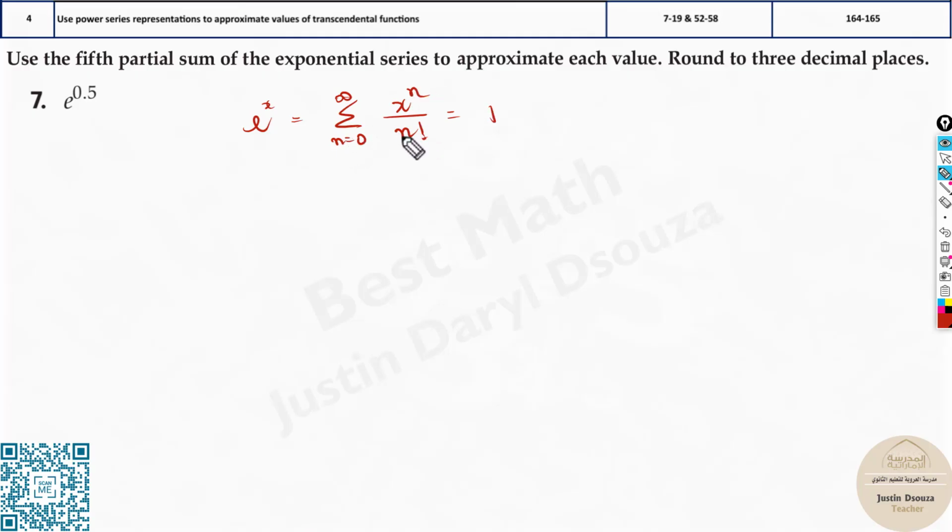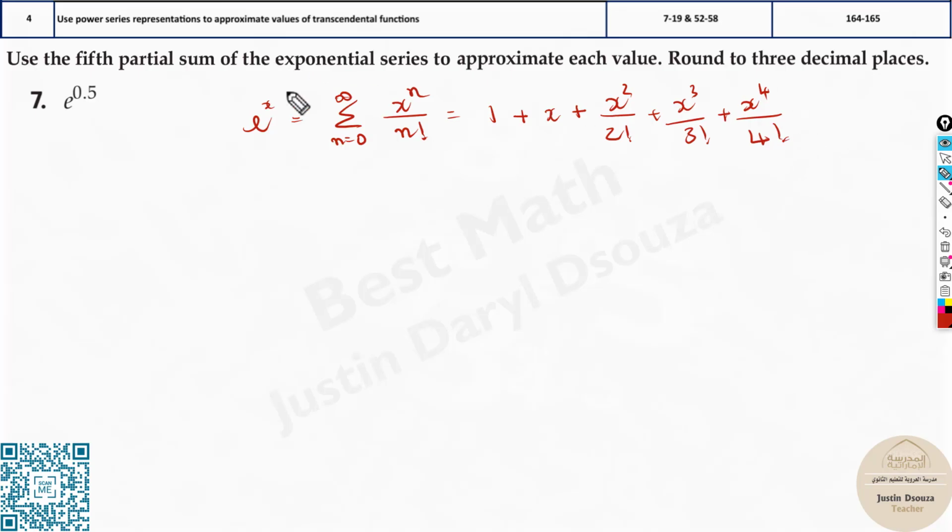If you put 0 over here and 0 over here, it'll be 1 by 1 plus. Now, if you put 1 and 1, it'll be x to the power 1 by 1, that is x. Plus, if you put 2, it'll be x power 2 by 2 factorial, plus x power 3 by 3 factorial, and so on. It keeps on going till n goes on to infinity. But here they have told the fifth partial sum. That means you need to have 5 terms. 1, 2, 3, 4. Let me write one more, that is x power 4 by 4 factorial.